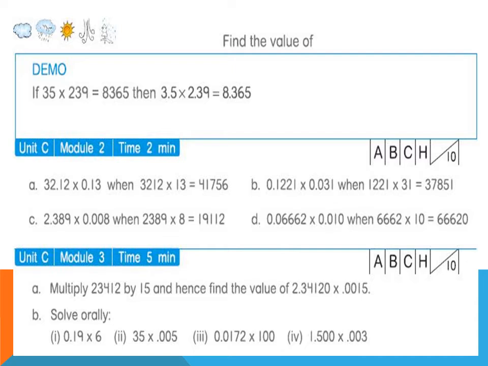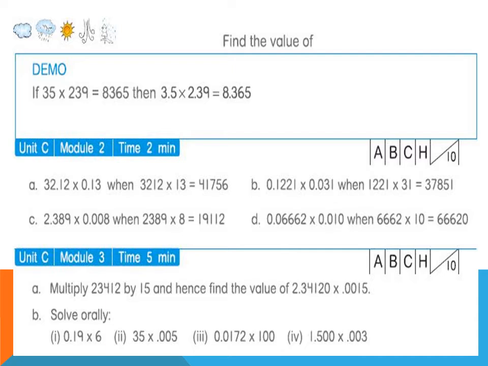Multiply 23,412 by 15 and hence find the value of 2.3412 into 0.0015. Try to do this also by yourself.